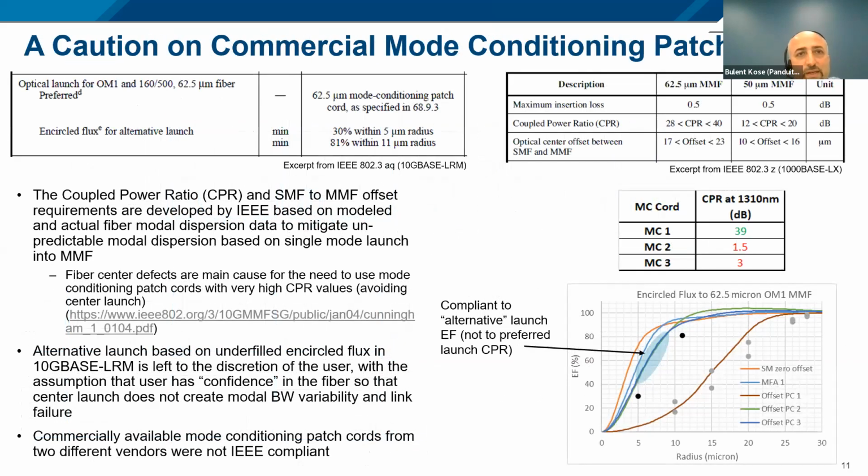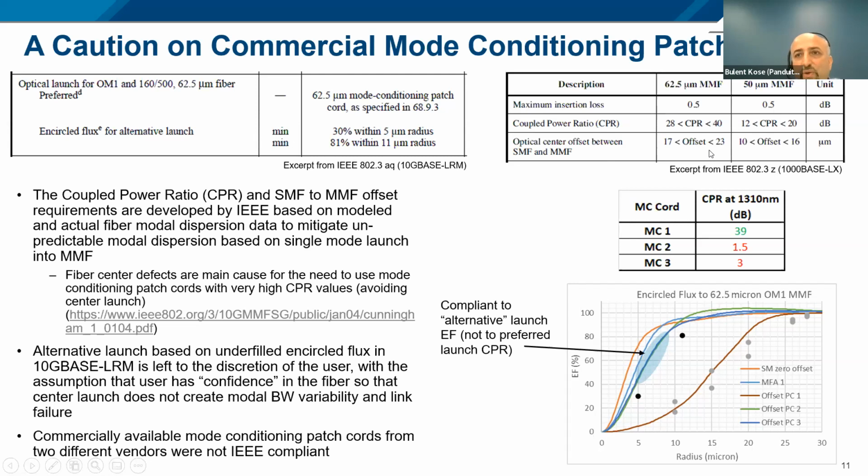Okay, so a caution on commercial mode conditioning patch cords. This is interesting, because when I purchased mode conditioning patch cords off the shelf from some vendors, I found out they looked very significantly different. To explain what the difference is, I wanted to show here some excerpts from standards: the 802.3aq LRM requirement and the 1000BASE-LX requirement, 802.3z.